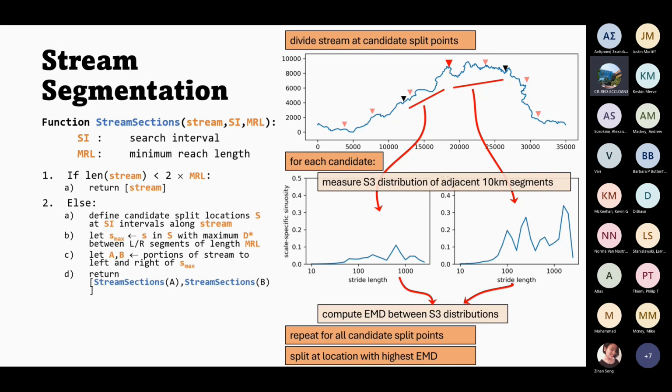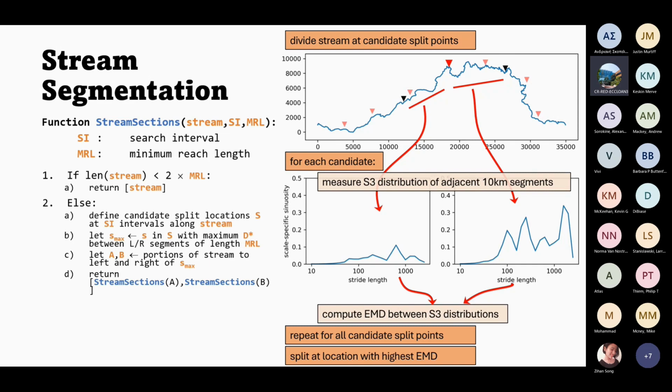So we're going to use the Earth Mover's distance to measure that dissimilarity between the adjacent sections. If we have a high dissimilarity metric, that's a good candidate location for breaking the stream up into sections. And we're going to repeat this process iteratively until all of our sections are less than 20 kilometers. We're not going to break anything up. We're not going to create any sections that are less than 10 kilometers.